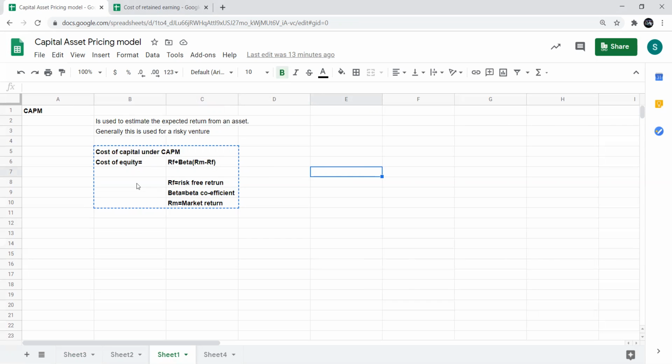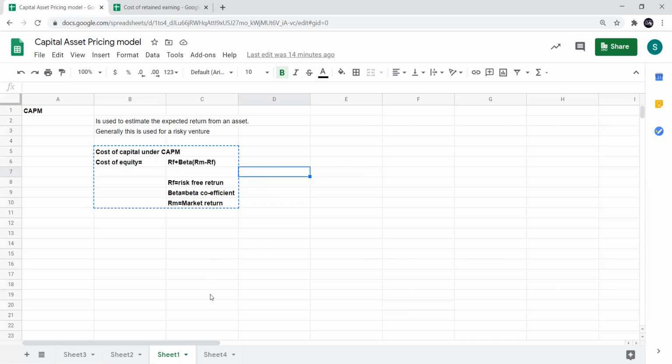The formula for calculation of cost of equity under the CAPM method is: risk-free return plus beta factor into market return minus risk-free return. Risk is the essential element in a market. When there is no risk, there is no gain, a popular saying. The more the risk, the more profit the firm can be estimated to earn. So a relationship is established under CAPM between market return and the risk factor employed in a business.